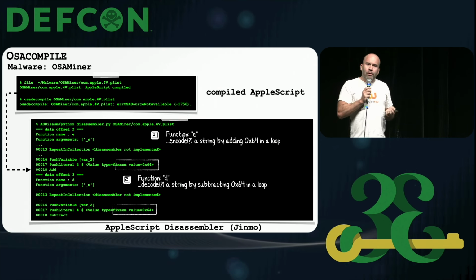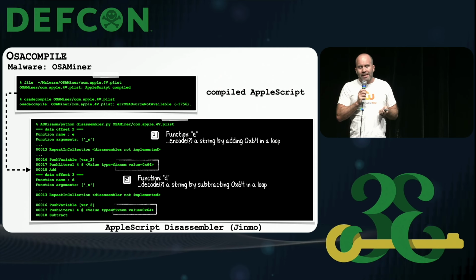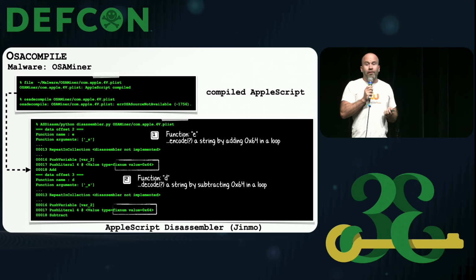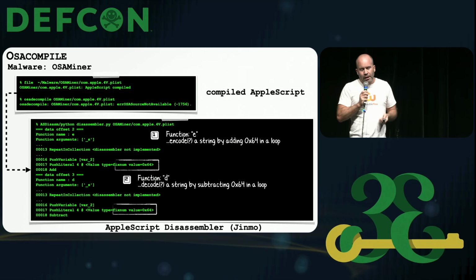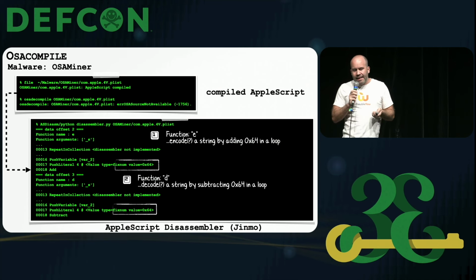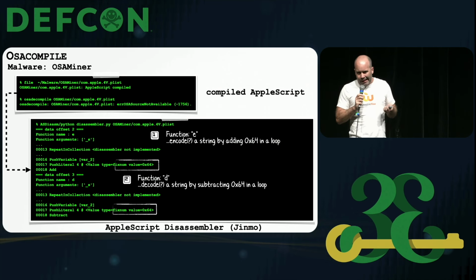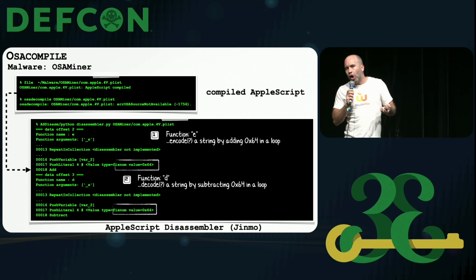So let's look at an example. The malware we're looking at here is called OSA miner. It was actually a standalone component, but if we run the file command against it, we can see that macOS identifies it as compiled AppleScript. Unfortunately, for compiled AppleScript, OSA decompile cannot decompile it. So we have to work a little harder.